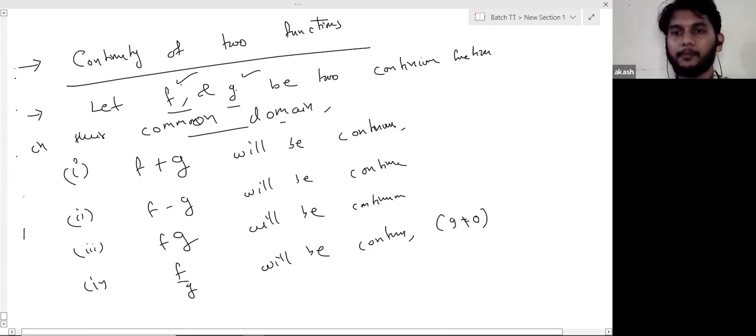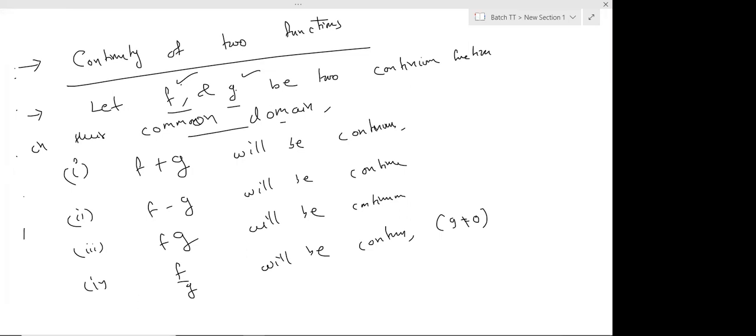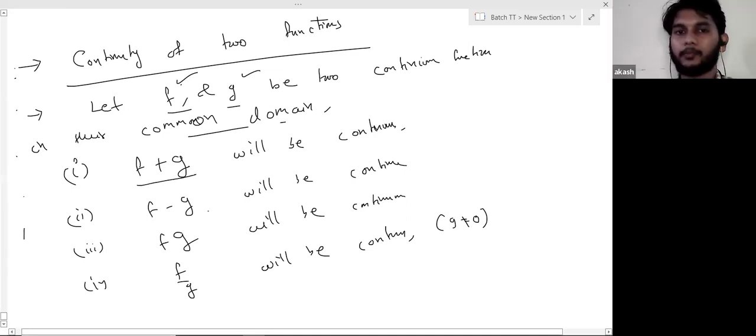Then if you add those two, the resultant function will also be continuous. You can directly use this result. This is the important part: you don't have to prove their continuity. If you can prove f is continuous and g is continuous, then f plus g will automatically be continuous.